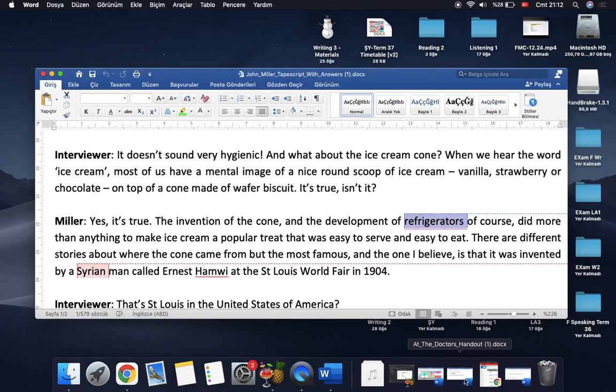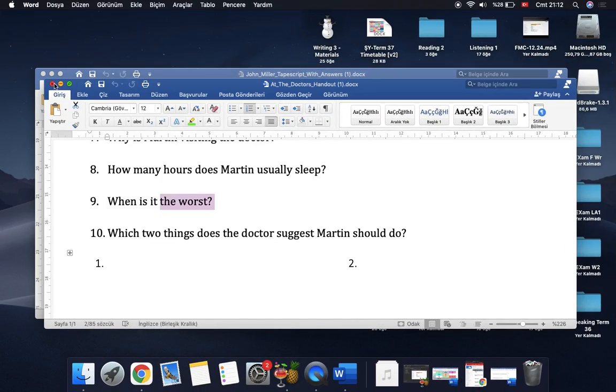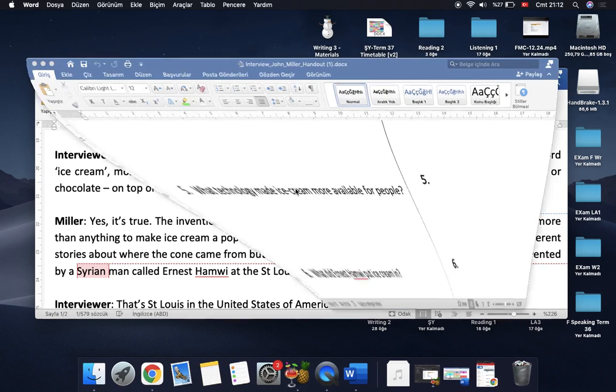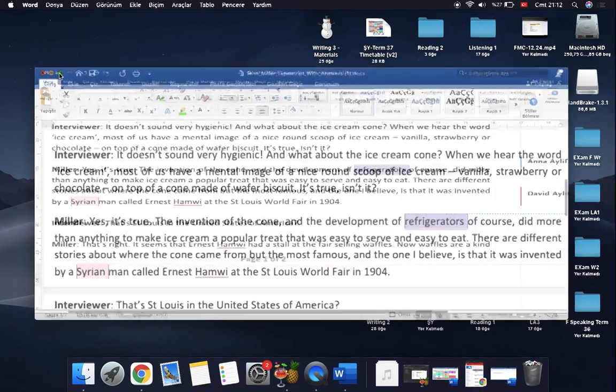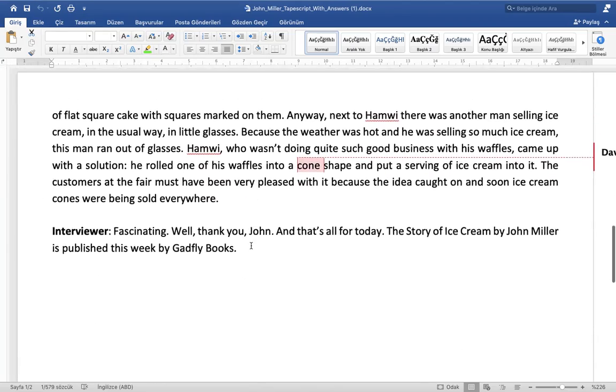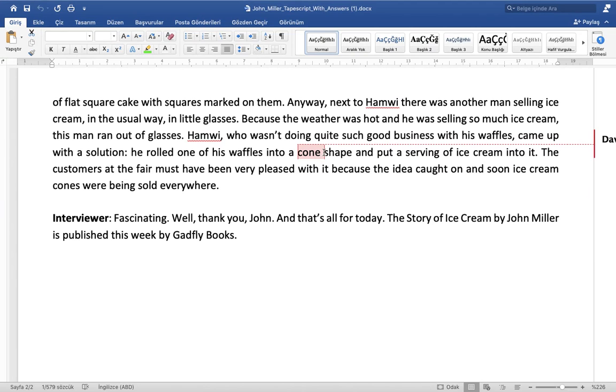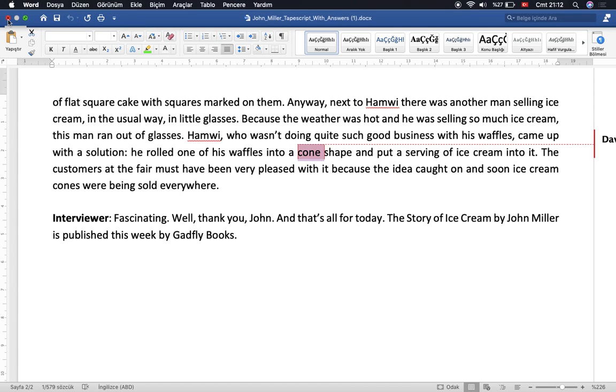Okay, let's move on. The next question. What did Ernest Hemingway put ice cream in? The answer is he put the ice cream into a cone. So for the first time he used the cone, and cone is the right answer.